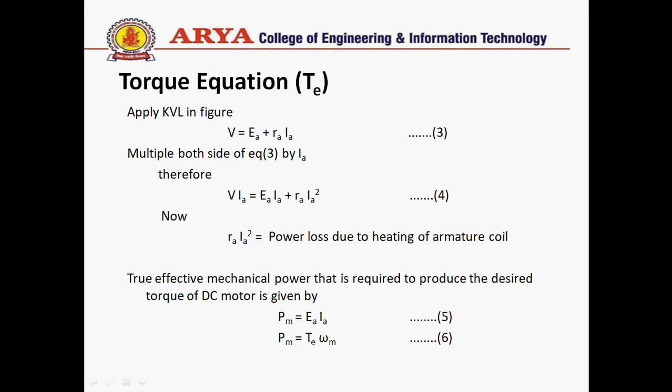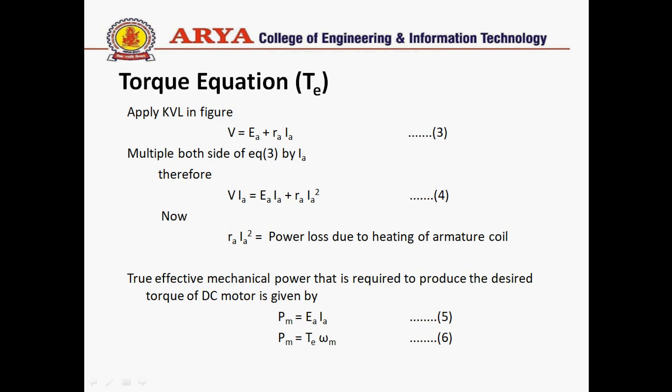Now, another performance parameter of DC motor is torque. In figure 1, we apply the equivalent circuit you can see in the previous slide. To apply KVL to it, when we apply KVL, we find this equation: V is equal to EA plus armature resistance into armature current. Multiply both sides of equation number 3 by Ia. When we multiply, we find these equations.